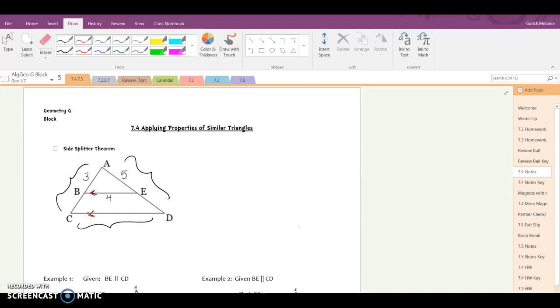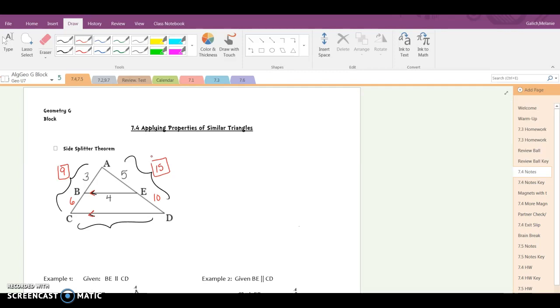So what I am going to tell you is that this whole side is 9. If that whole side is 9, that means that this side is going to be 6, because 6 plus 3 gets you 9. Then if I have 5, and in this case I tell you that this side is 15, then this side has to be 10. I will not always tell you that, but just for the sake of our notes.